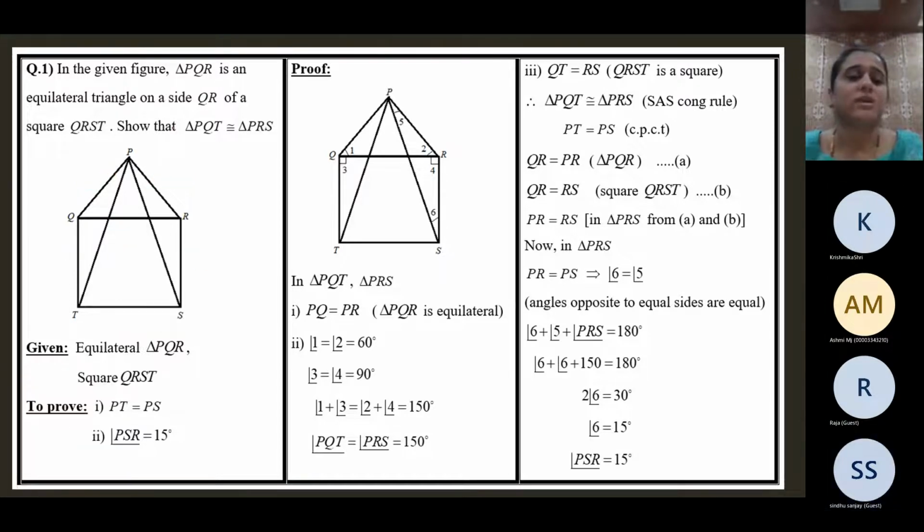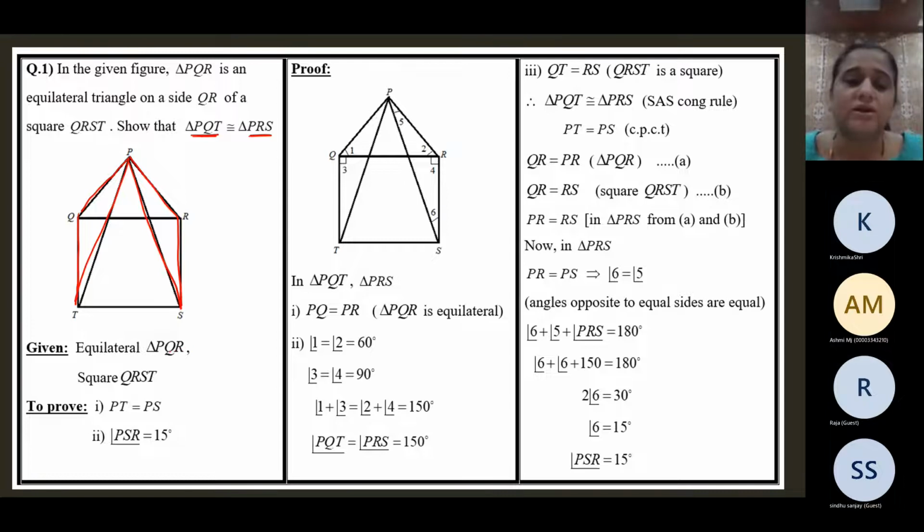Yes, ma'am. All right, now that's about the figure. Now what should you prove? You should prove that triangle PQT is congruent to triangle PRS. PQT, this one, is congruent to PRS, this one. So we need to show that these two triangles are congruent to each other.